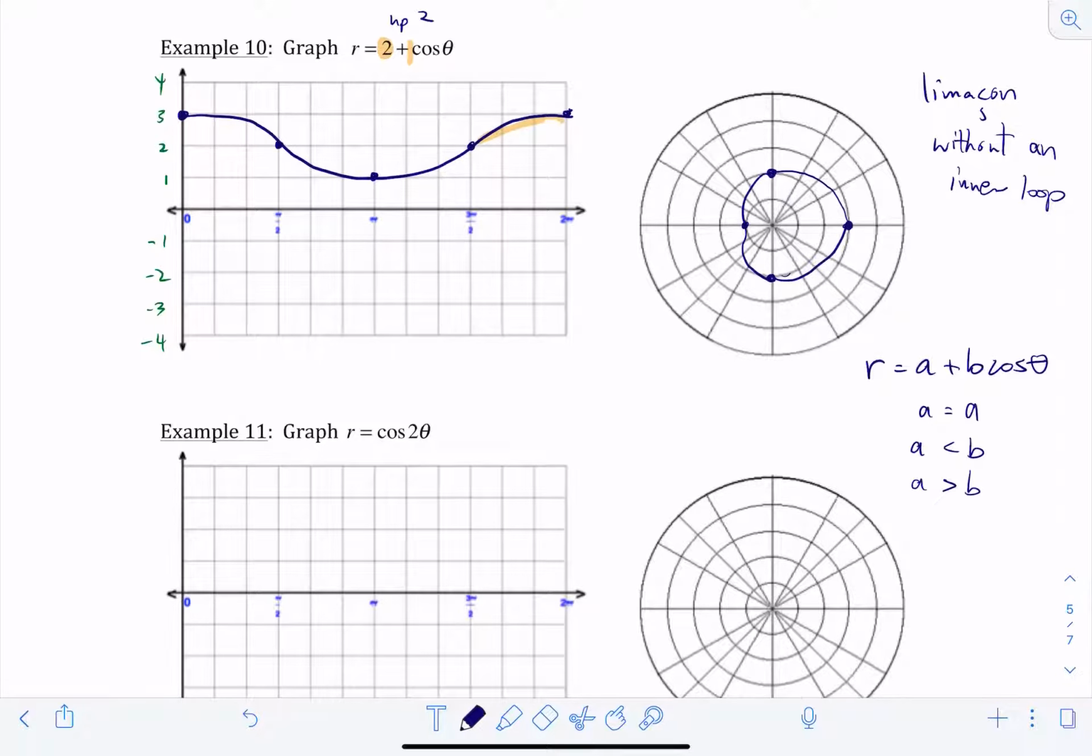A equal to b means you have a cardioid. A less than b, you get a limaçon with an inner loop. A greater than b, you get a limaçon without an inner loop. Okay, so that pretty much categorizes those last few examples.